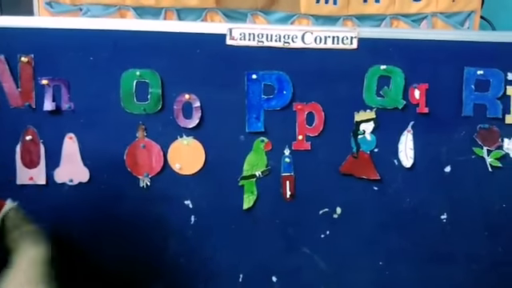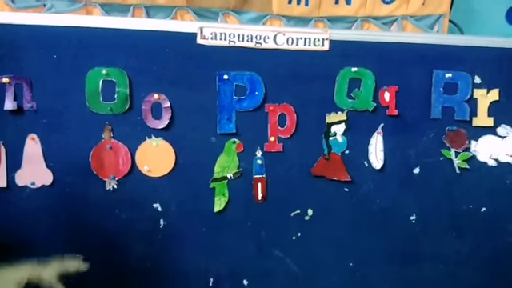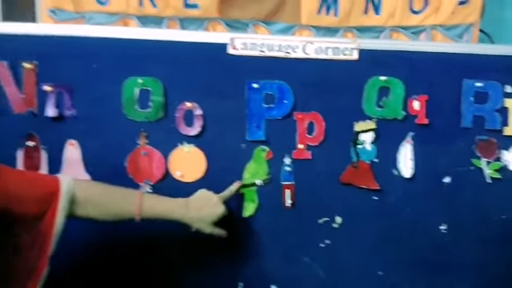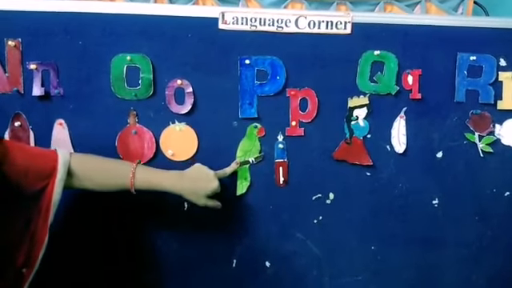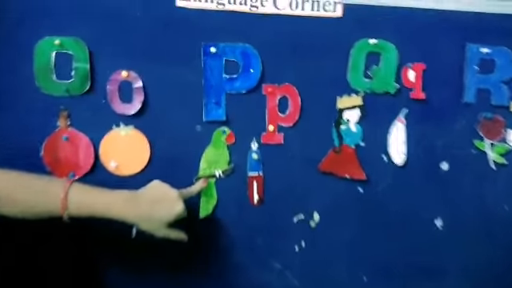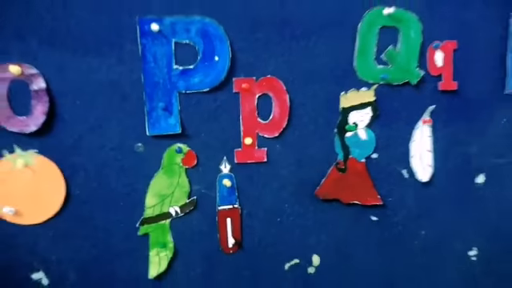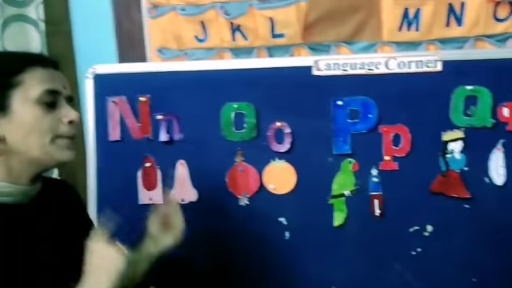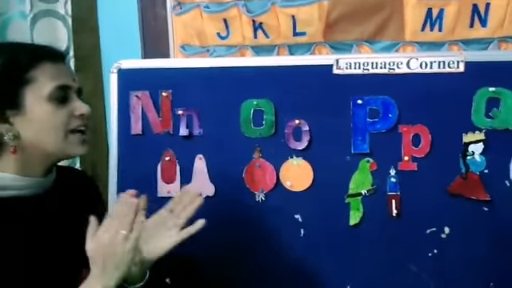What is this, baby? Parrot. Parrot is a bird. This is one of the birds. This pen and parrot also start with letter P. These two objects start with letter P. Okay, baby. P is for pen. Pen, parrot. Very good.